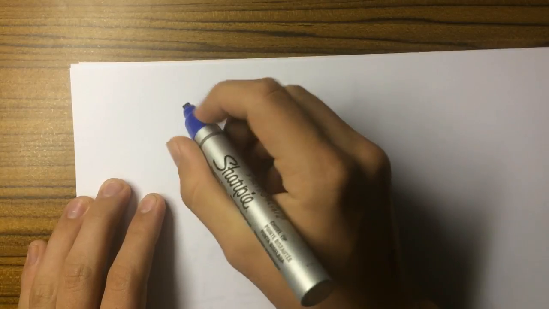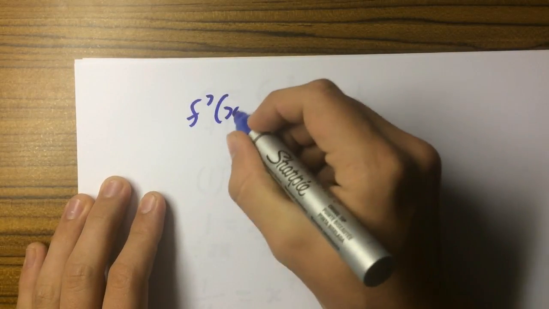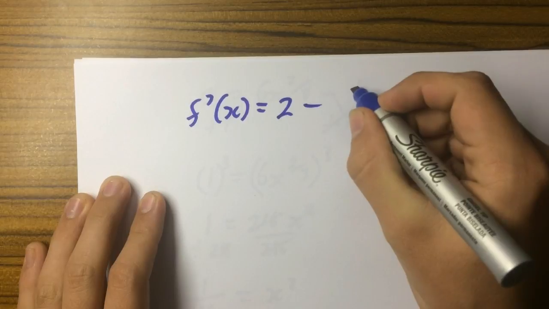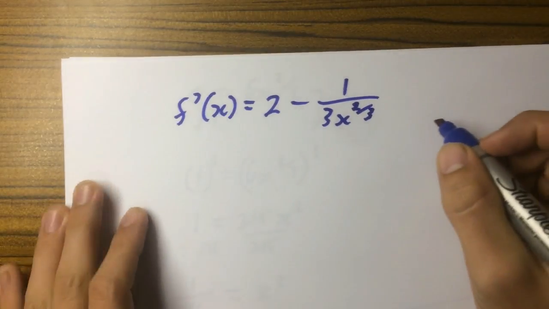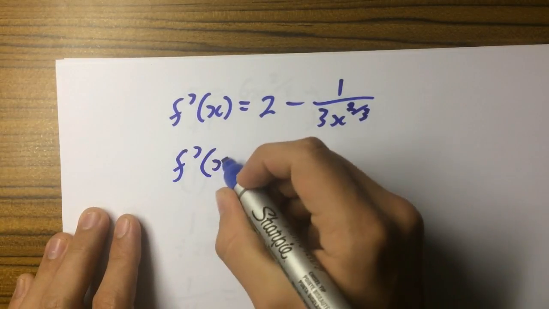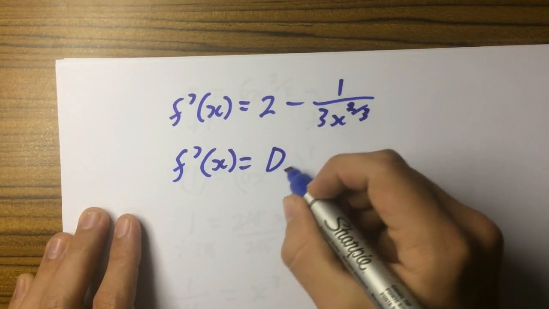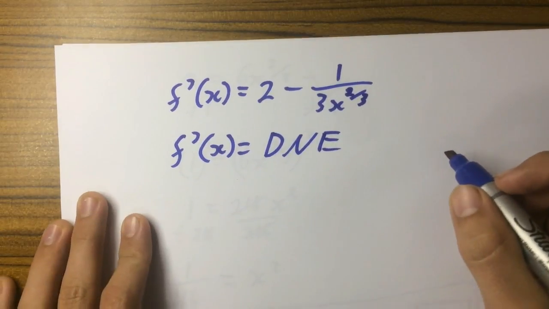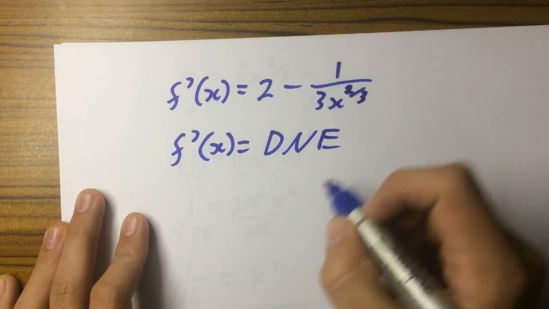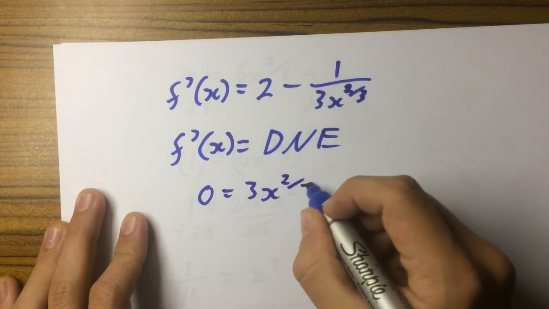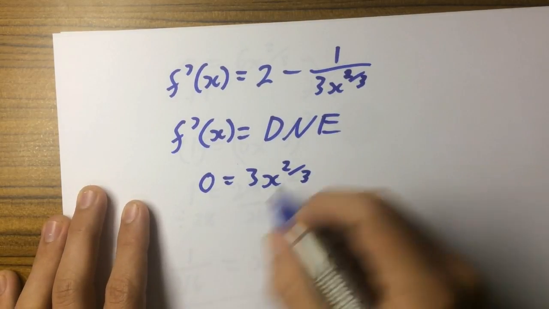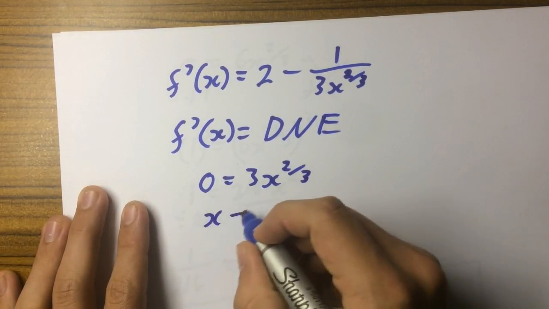For that point, now, the derivative, just to refresh, is 2 minus 1 on 3x to the power of 2 on 3. Now what we're going to do is set the derivative equal to does not exist, or undefined. Basically we'll be focusing on just the bottom part. So 0 equals 3x to the power of 2 on 3. Rearrange that, multiply, divide, whatever. We end up getting x equals 0.